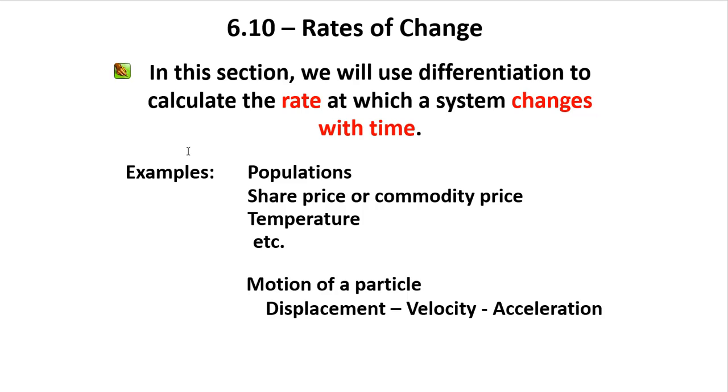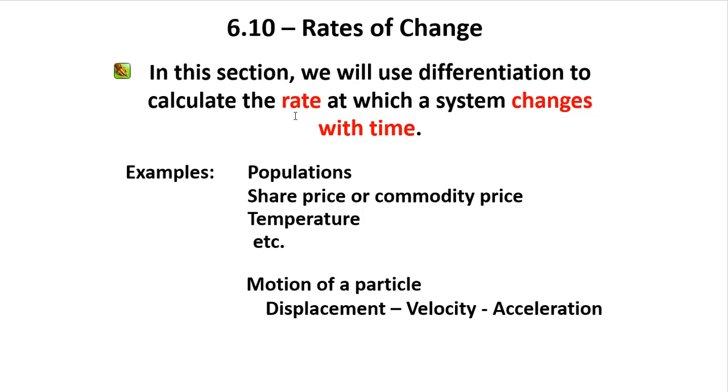So a couple of the key things, as I said, in this section we're going to use differentiation, obviously that's the current topic, to calculate the rate at which a system changes with time. This is probably the first time now that we're applying our differentiation, and in this course this is the principal part where you will apply it. Now rate means how quickly things are either speeding up or slowing down, or increasing or decreasing.